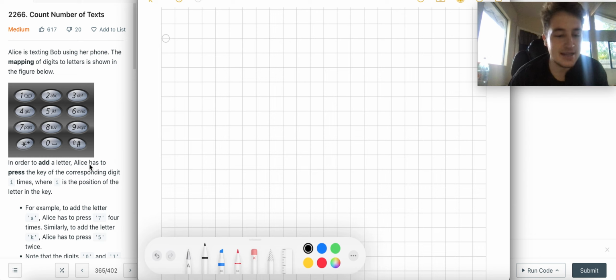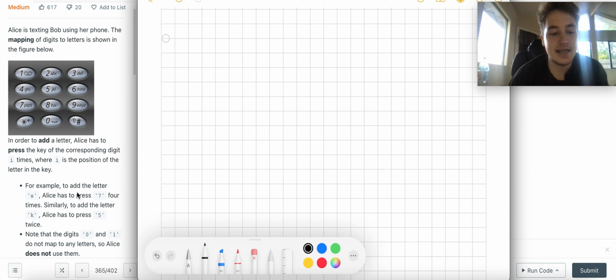In order to add a letter, Alice has to press the key of the corresponding digit i times, where i is the position of the letter in the key. So if Alice wants to type the letter S, she has to press 7 four times. Why? Because if you press 7 once, you'll get P. Twice, you'll get Q. Three times, you'll get R. And four times, you will get S.